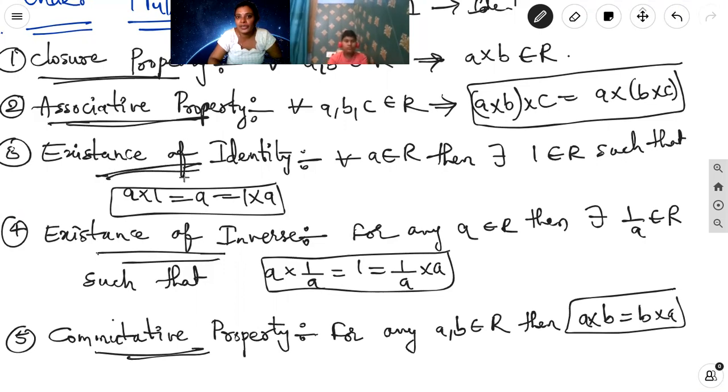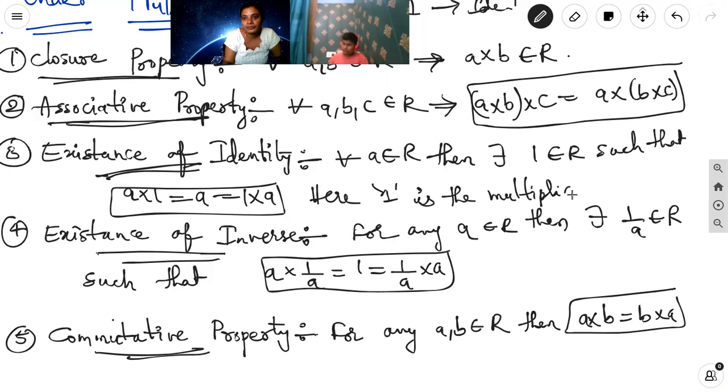Existence of identity means we know that 1 is the multiplicative identity. Zero is the additive identity. You should remember this also, because if anybody asks you, you tell them 1 is the multiplicative identity and 0 is the additive identity.